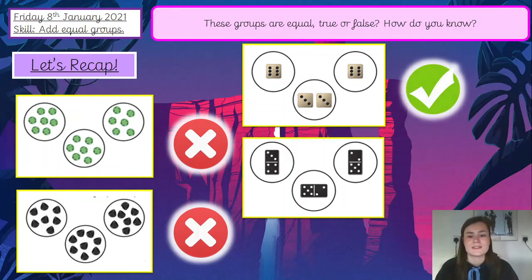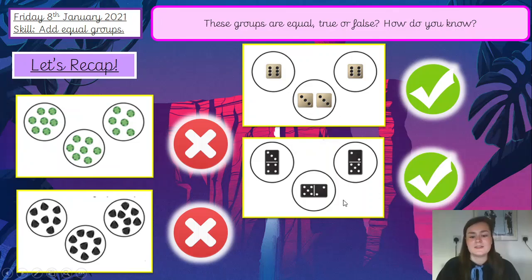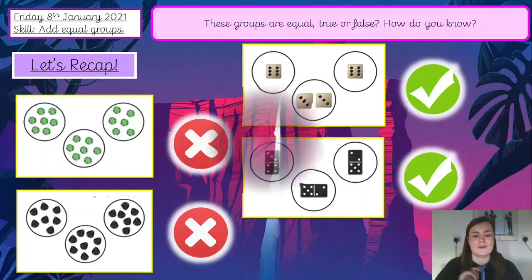How many dots? Well, this one could have been tricky because if you looked at the number of dice, then it would be unequal, but if you look at the number of dots, then it is equal because there are 6 dots in each circle. And finally, the dominoes. Well done. Again, if you got this one, there are the same number of dots in each circle. There's 7 dots in each circle, and there is 1 domino in each circle. So if you spotted that, well done, fab job.